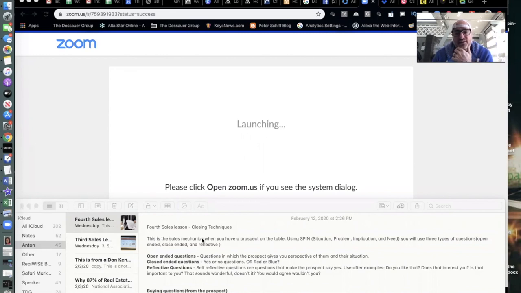So here are my notes. This is the sales mechanics. When you have a prospect on the table using SPIN, situation, problem, implication, and need, you will use these types of questions, open, closed, and reflective, to get up the gradient. And then it's going to get us to a couple of other things: the trial close and the close. Most people don't know how to get here. I'm giving you the pathway. So today, at the very least, we're going to be talking about these questions for you guys.